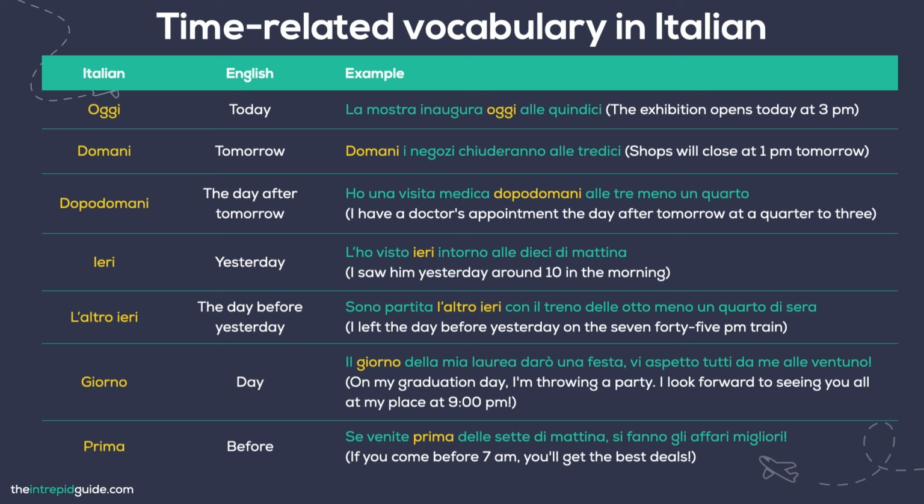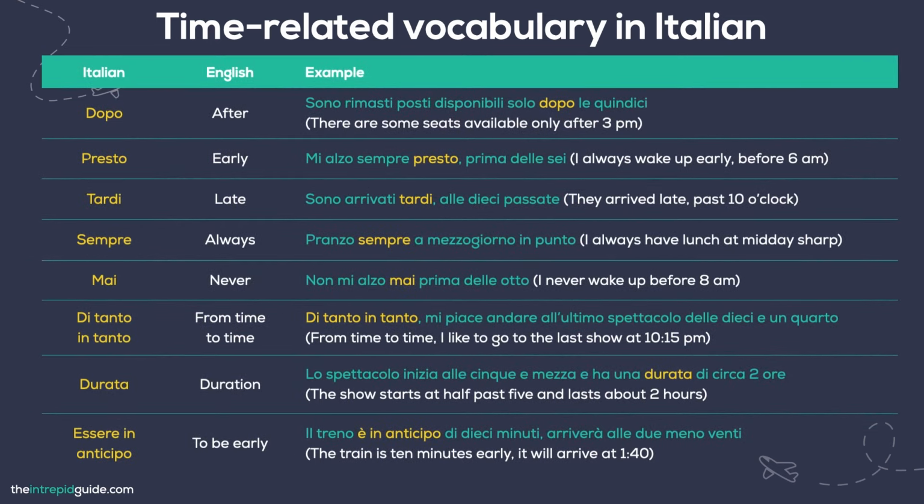Prima. Before. Se venite prima delle 7 di mattina, si fanno gli affari migliori. If you come before 7 a.m., you'll get the best deals. Dopo. After. Sono rimasti posti disponibili solo dopo le 15. There are some seats available only after 3 p.m. Presto. Early. Mi alzo sempre presto, prima delle 6. I always wake up early, before 6 a.m. Tardi. Late. Sono arrivati tardi, alle 10 passate. They arrived late, past 10 o'clock.